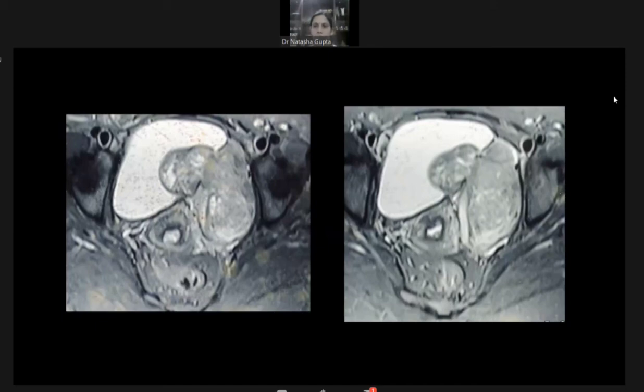Anything else that is left? You said about solitary fibrous tumor. Can we keep that as a possibility? Unlikely, ma'am. It shows exquisite T2 hypointensity that we are not seeing here. So that would be much lower down.